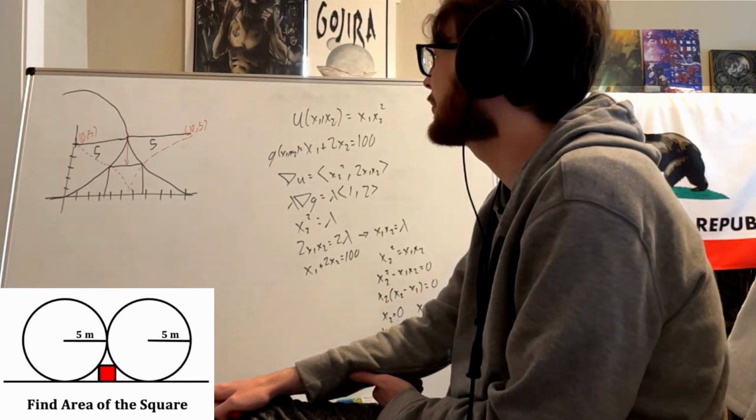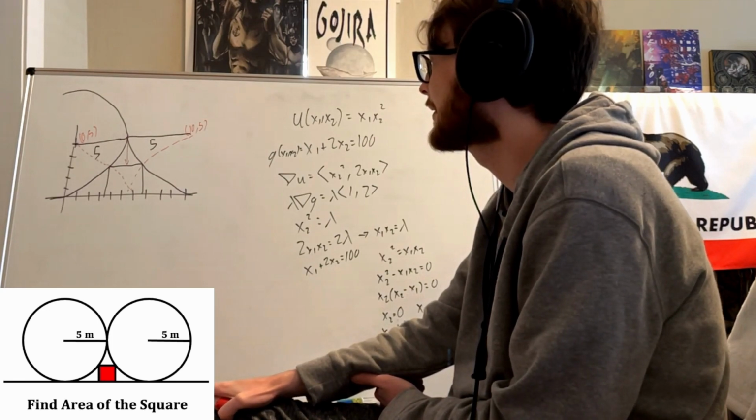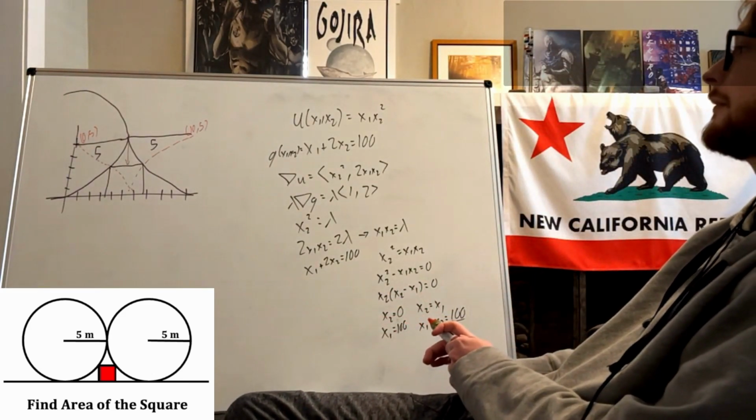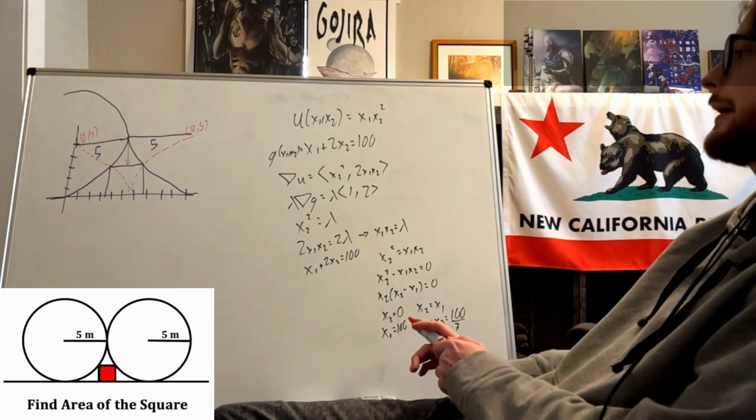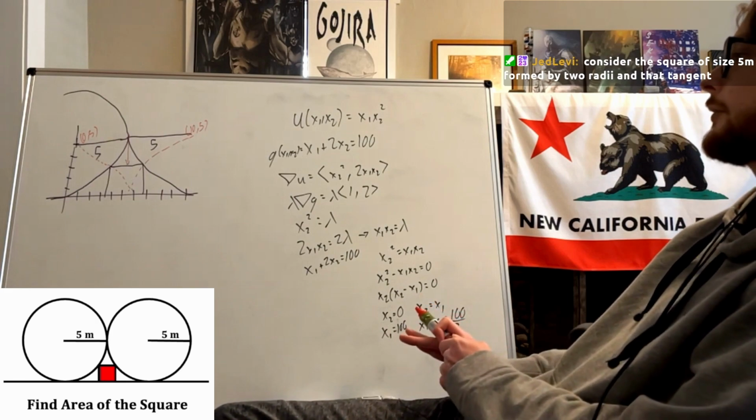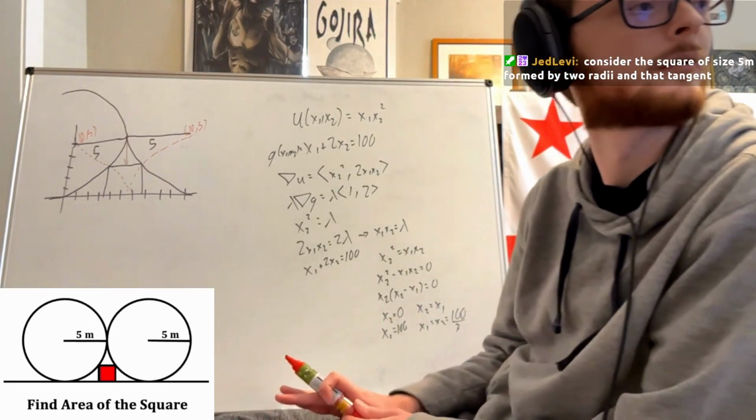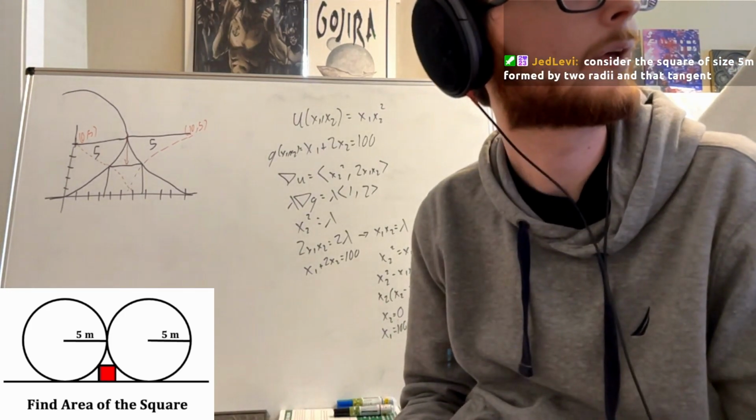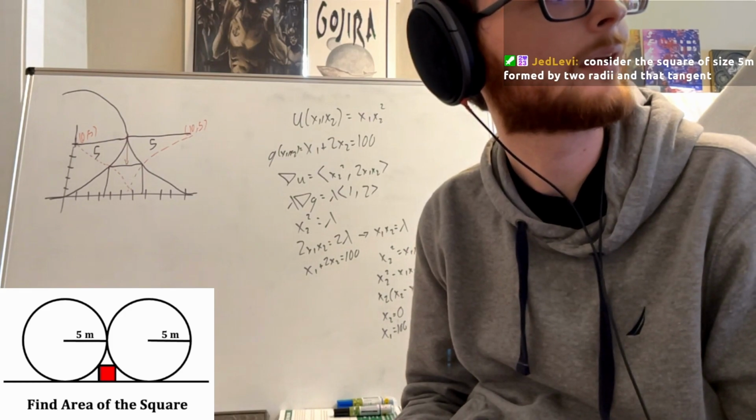Oh, you could do this with calculus, right? Because we know the equations for each of these circles. You just find where the tangent is undefined. Well, actually, how does that help you though? I can already name that point. It's 5 comma 5, and it goes straight down. That does bisect the square. But we don't know the width or the height still. Consider the square of size 5 meters formed by the two radii in that tangent.